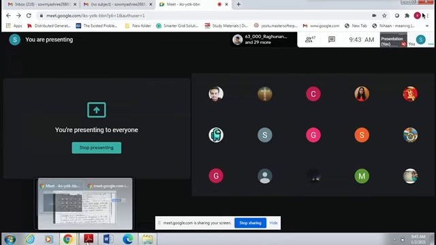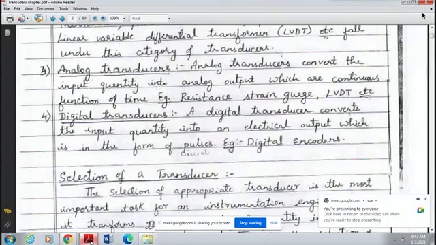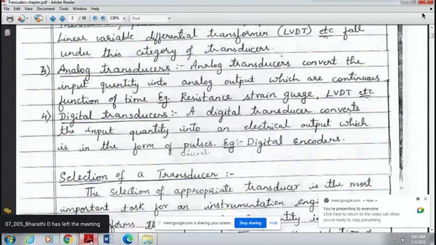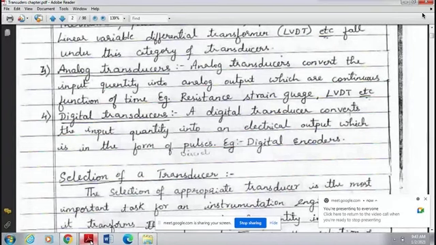So let us discuss one more topic. There are some important factors which have to be considered for selecting a transducer for a particular application. Can you list out some of the points which are used for the selection of a transducer? Operating principle, sensitivity, accuracy, operating range, error, loading effect. Good.